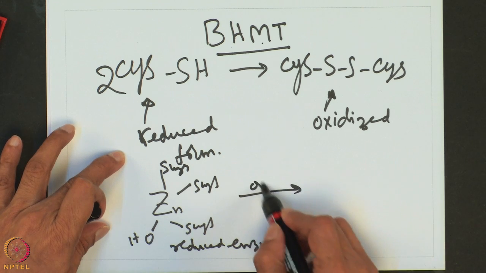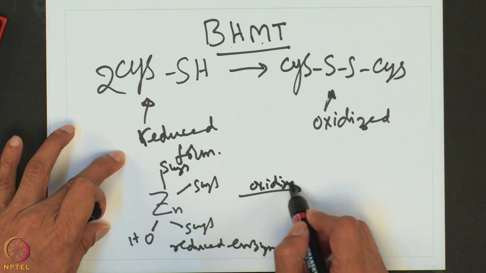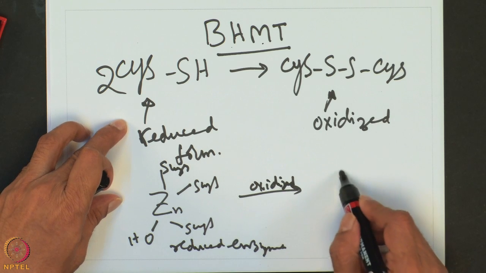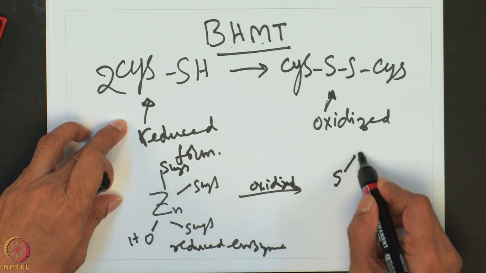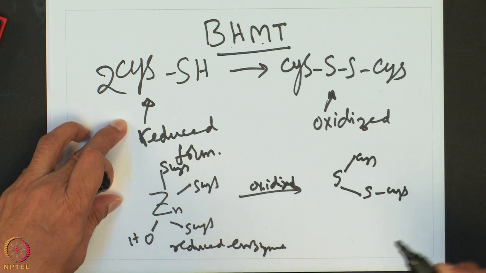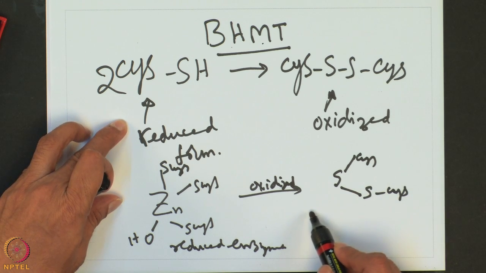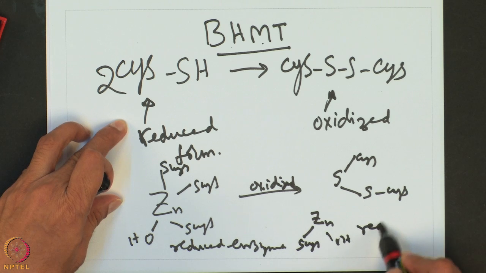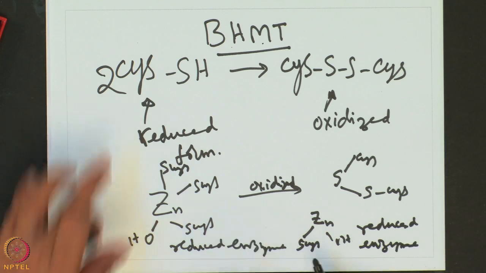and in the oxidized enzyme, the zinc will move away, and one S-cysteine and the other S-cysteine will form a disulfide bond, and this moves out from here, okay, and this is S-cysteine and OH. So, this is the reduced enzyme, the other one is the oxidized enzyme.